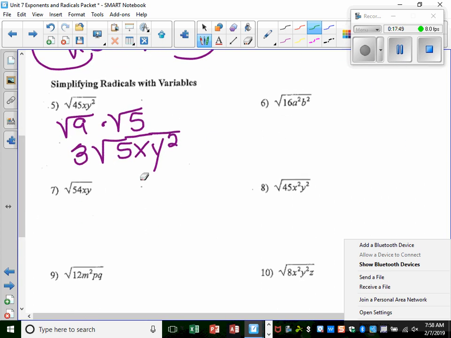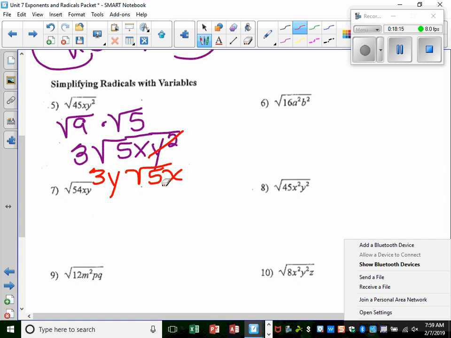So let's finish this problem. Is y squared already perfect? Yes, it's divisible by 2. So when I take it out, what is 2 divided by 2? 1. So that's going to be 3y. I just took that out. And my radicand is 5x, and that's your final answer.